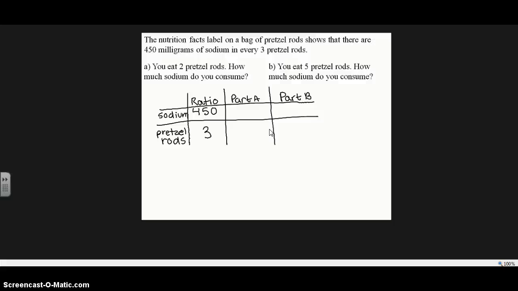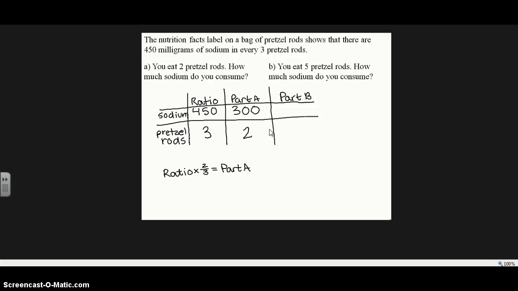Put 2 under pretzel rods in the Part A column. You find that the multiplier from ratio to Part A is 2/3. Multiply 450 by 2/3 to get 300. You consume 300 milligrams of sodium when you eat 2 pretzel rods.